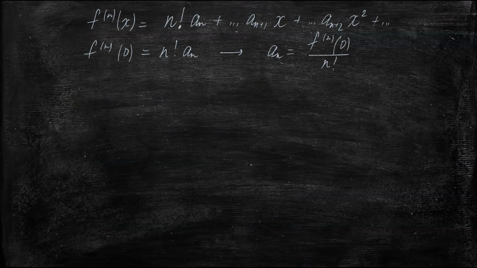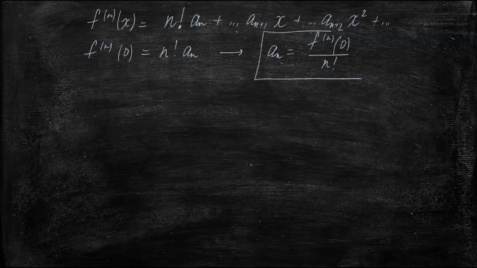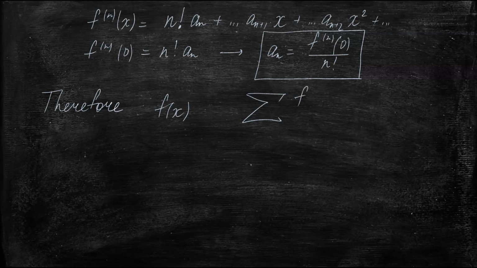But if it does, here's what's going to happen. The nth coefficient can be identified with this formula. So the conclusion that we're going to draw from this is that we had a function and we were able to produce this power series, and this is true. We wanted this to be true.